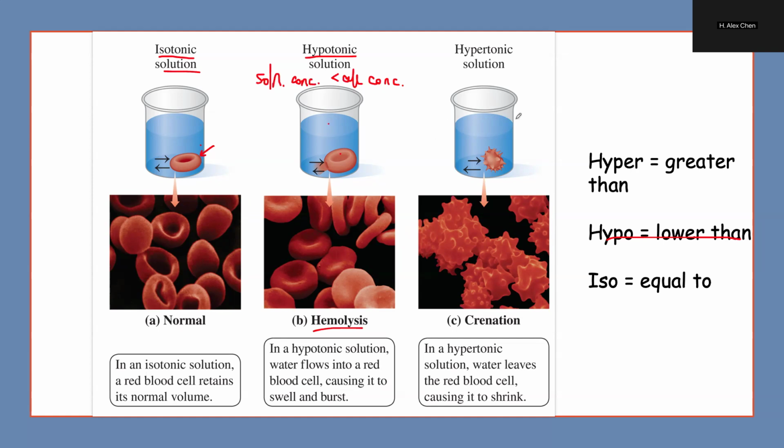And if you have a solution that has a higher concentration than the cell concentration, in the case of a hypertonic solution, hyper means higher than, so my solution concentration is greater than the cell concentration. Water will actually flow from the cell out to the solution. And water will leave the red blood cell, causing the cell to shrink. This process is called crenation. And neither of which is ideal in medical settings.